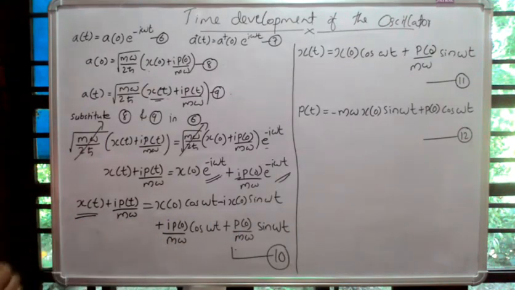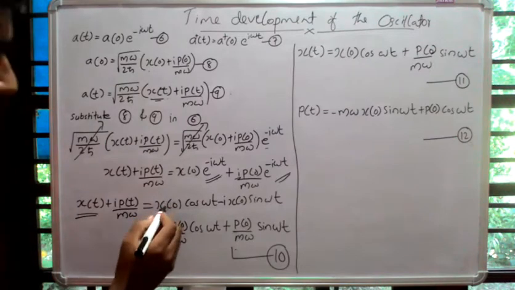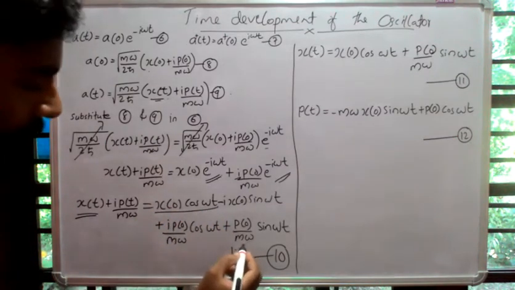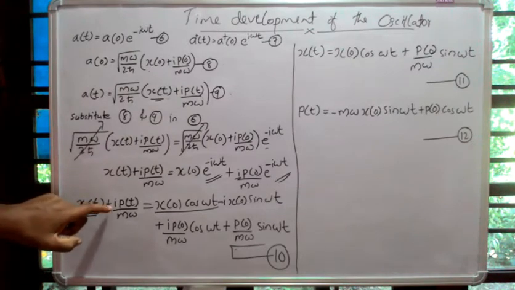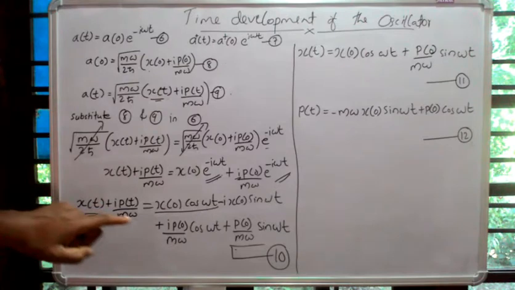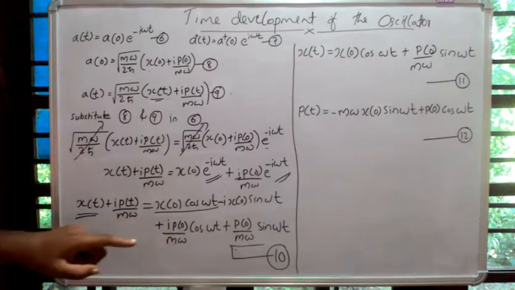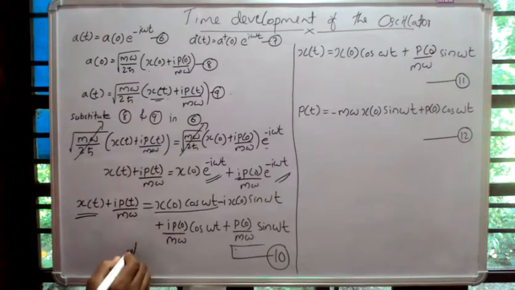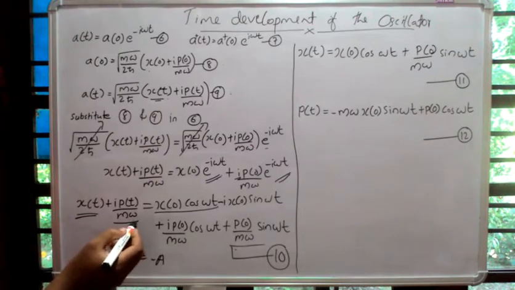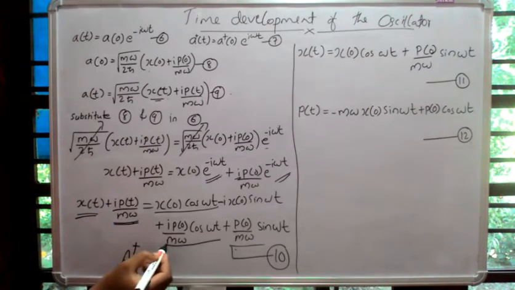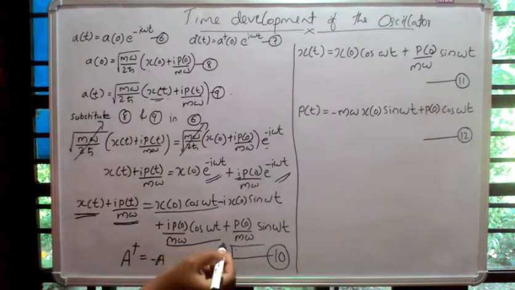This is actually the Hermitian term in the LHS, and in the RHS, x cos omega t plus p sine omega t, this term is actually the Hermitian term. Actually, the position operator x and momentum operator p are Hermitian operators, but when the i comes, and here also the imaginary parts come, then when we are taking the a dagger, we will get minus a. So these terms are anti-Hermitian terms with these imaginary parts, and these parts are Hermitian terms.